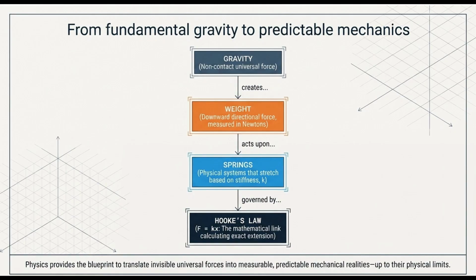Now let's summarize the entire lesson. Gravity is a universal non-contact force that pulls objects towards Earth. Gravity creates weight, which is the downward force acting on mass. Weight can act on springs and other elastic systems. These systems stretch in response to force and their behavior can be described using Hooke's law. Hooke's law provides a mathematical relationship between force and extension, allowing us to predict how an elastic object will behave. Through this chain of ideas, physics transforms invisible forces into measurable and predictable quantities.